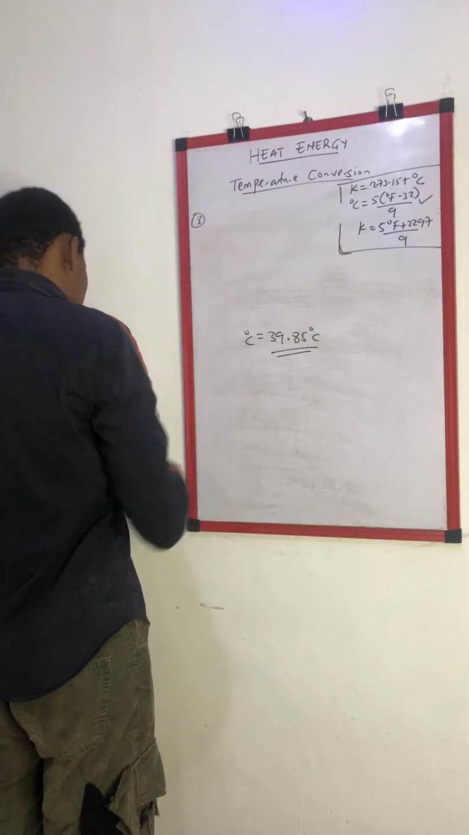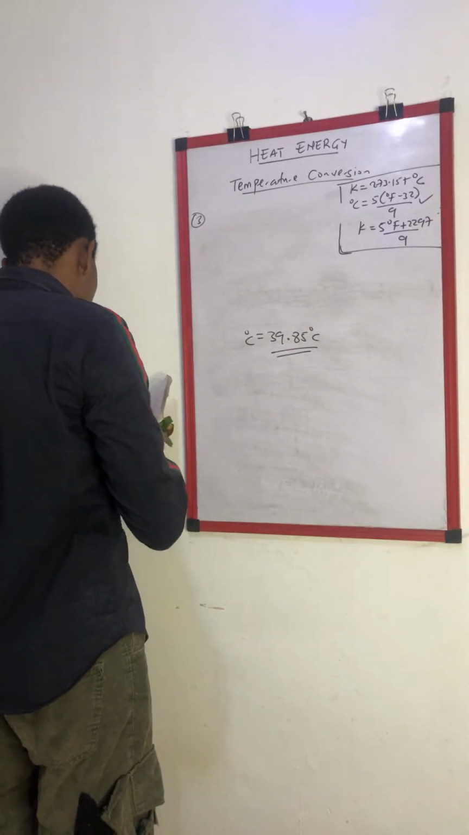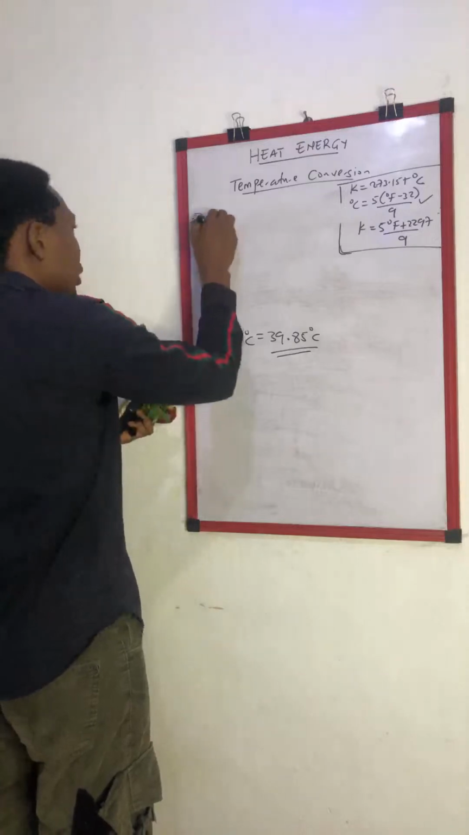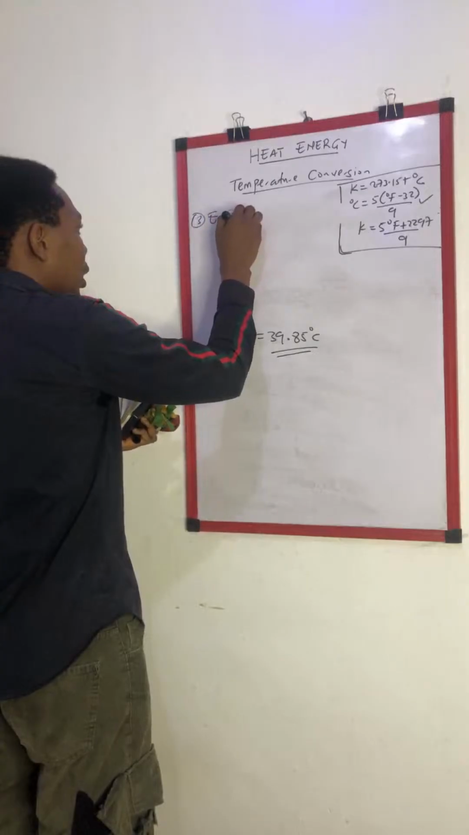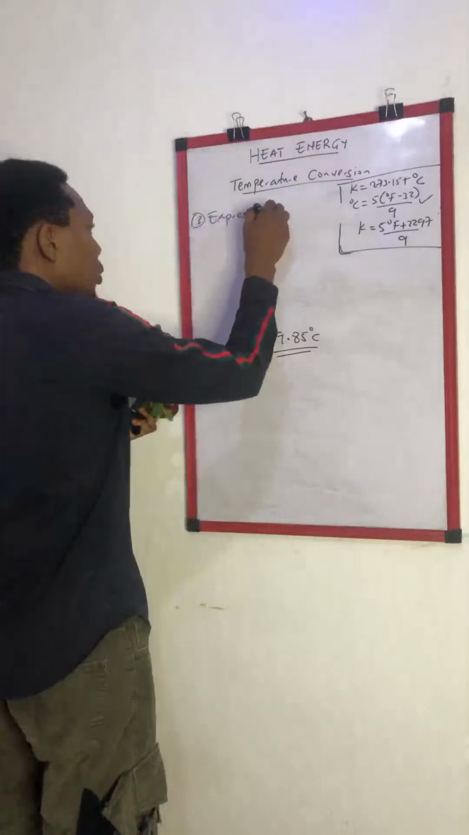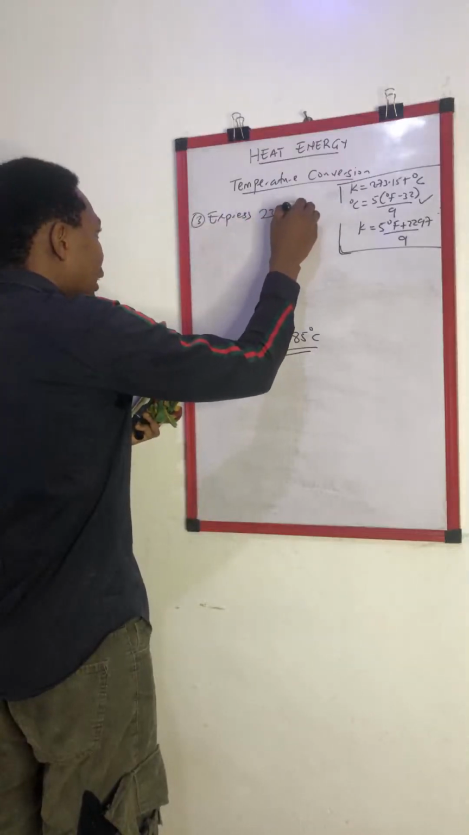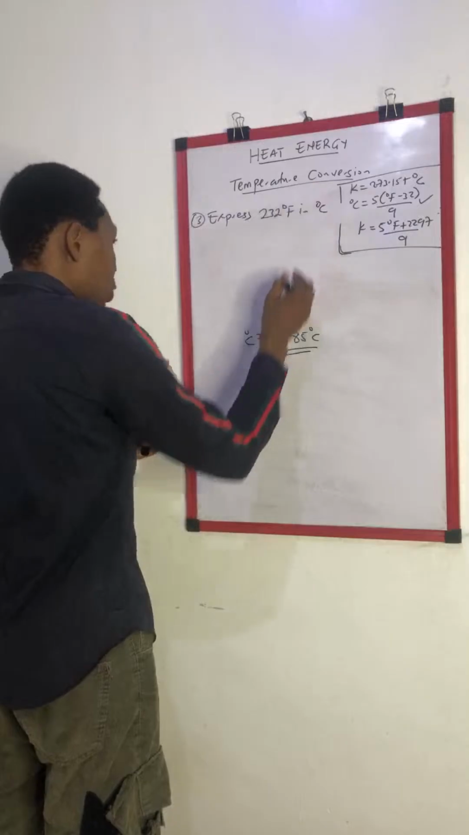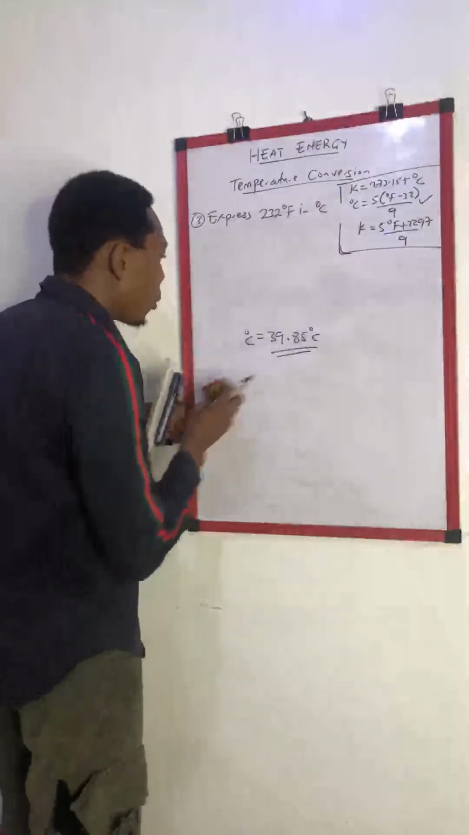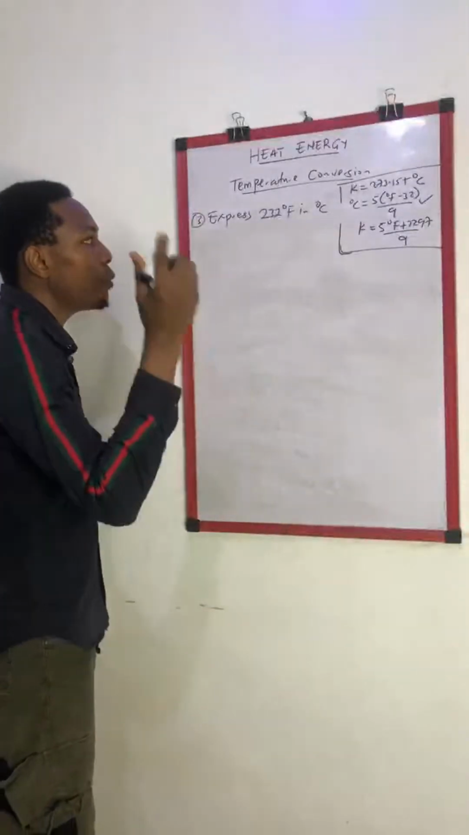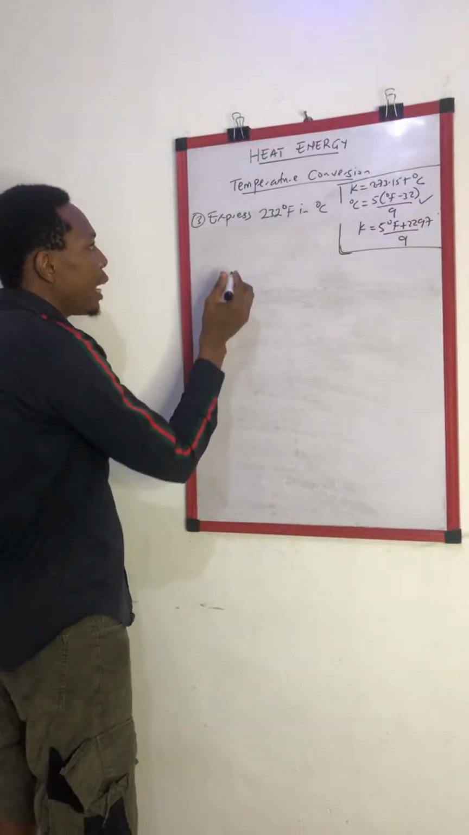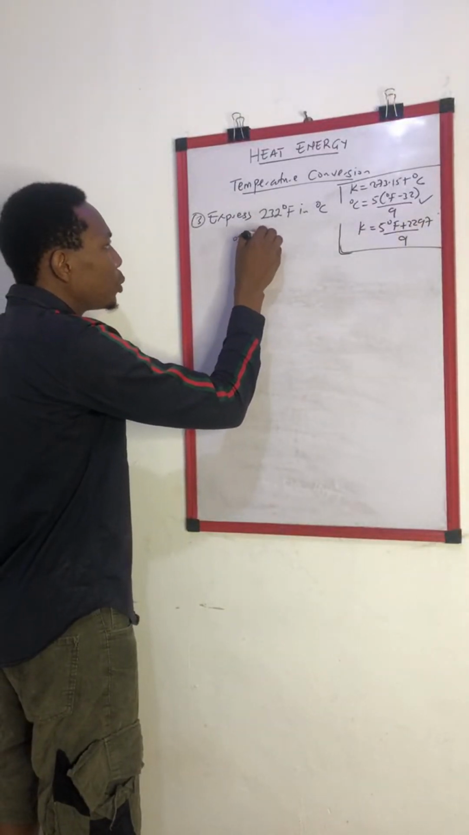So number 3, we are told, express 232 degree Fahrenheit in degrees Celsius. 232 degree Fahrenheit in degrees Celsius. So from here, what relationship is this? It's still the relationship between Fahrenheit and Celsius, which is the second equation. So here, our degree Fahrenheit is going to be 232.